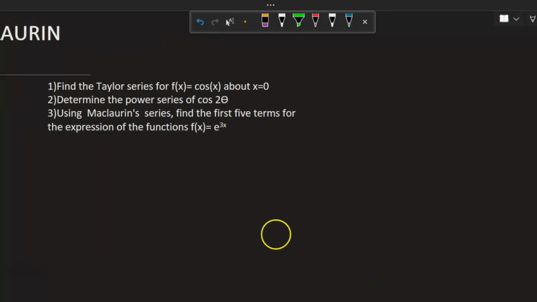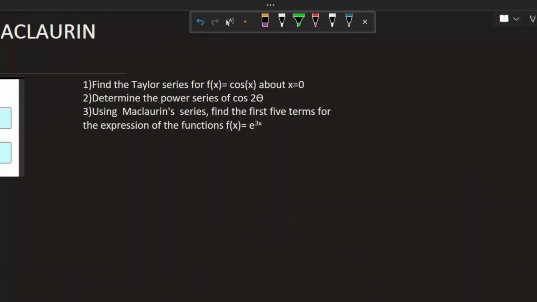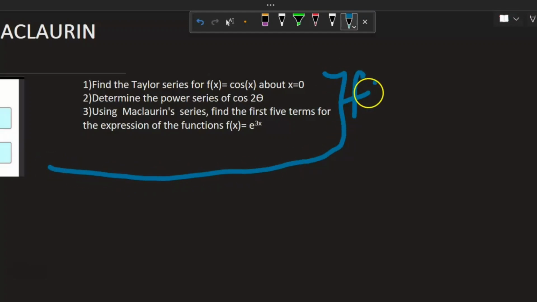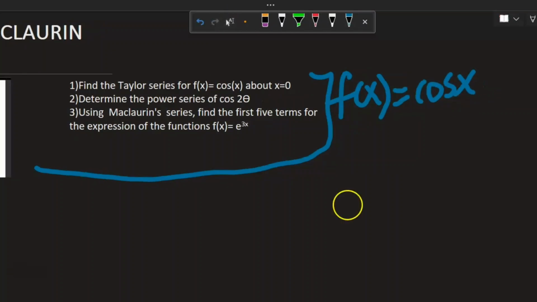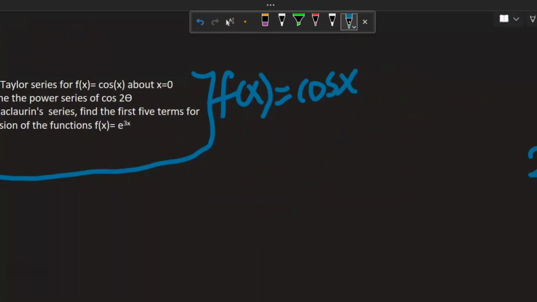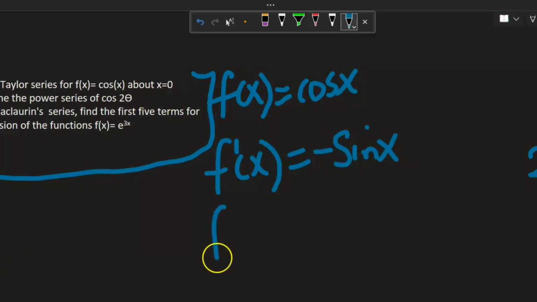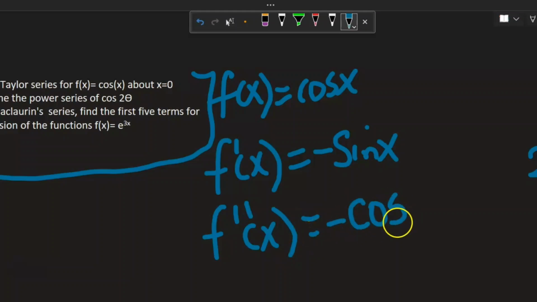Now, we have: find the Taylor series of f of x equals cos x about x equals 0. So we were asked to look for the Taylor series of cos x. We're given f of x equals cos x. What will be the f prime of x? f prime of x means when we differentiate cos x, what are we going to get? We will get negative sine x. f double prime of x, when we differentiate this again, we will get negative cos x.